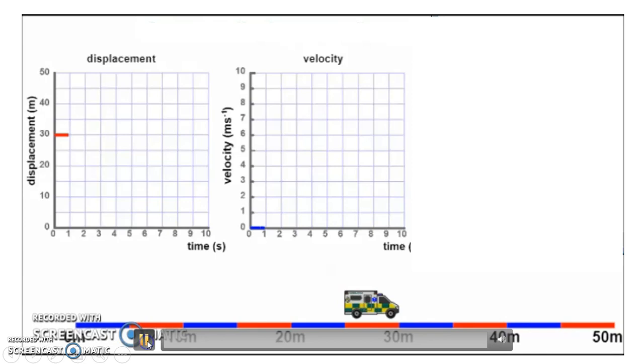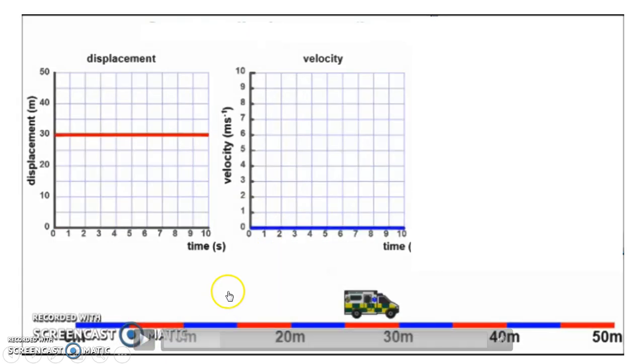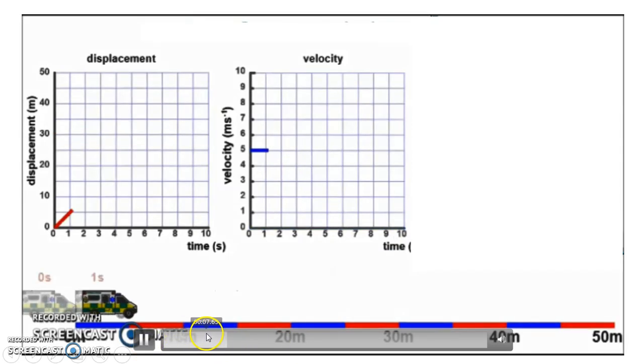First scenario. You can see my van is not moving. It's at the 30-meter mark. That's why as time goes by, it's at 30 meters. What about the speed time graph? My speed time graph is at 0 meters per second, which makes sense because my van is not moving, right? So let's move on to the next example.